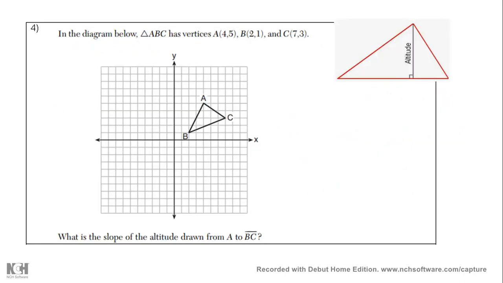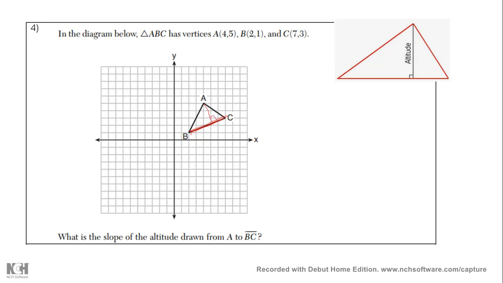Number 4. In the diagram, we have these vertices A, B, C, and they're graphed for us. What is the slope of the altitude from A to BC? Well, here's BC, and we want to draw an altitude from A. Well, what is an altitude? Remember, an altitude is the segment drawn from a vertex perpendicular to the opposite side. So it's going to be something like that.